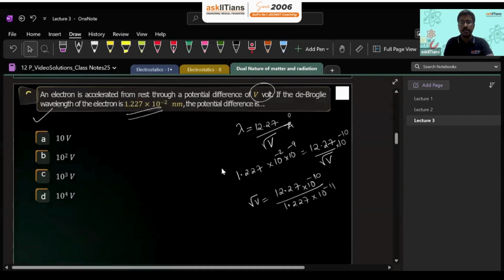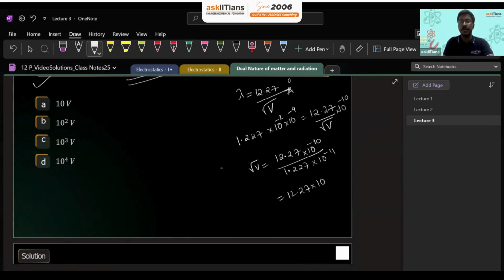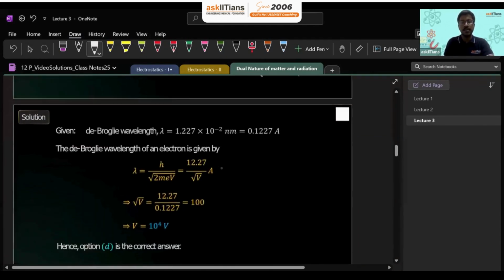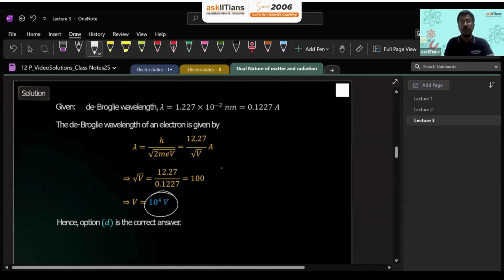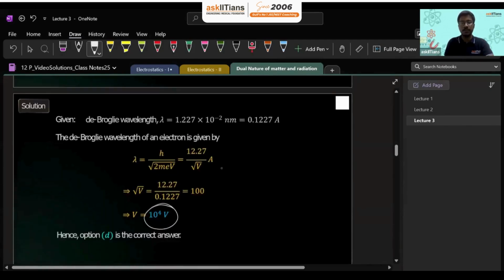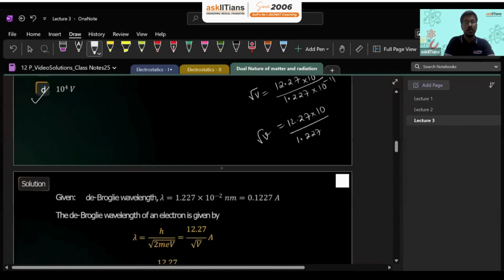So again this can be written as 12.27 into 10 power 11 minus 10, so it's 10, divided by 1.227. If you square both sides, finally you can get the value for v. So finally I'm getting the value as 10 power 4. So 10 power 4 volt is the answer here. Fine. So option D is the correct answer. Option D.